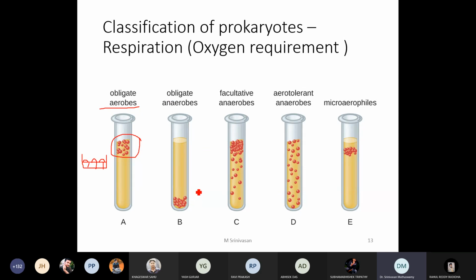The next category is obligate anaerobes. That means they strictly do not require oxygen for growth, and that's why they always settle down to the bottom of the liquid media. If you grow them in a liquid media, they will settle down only in the bottom, because there will be no oxygen present there. So they prefer to settle down in the bottom of the liquid media when you grow them in a test tube. This is called obligate anaerobes. Obligate aerobes require a maximum amount of oxygen, whereas obligate anaerobes don't require any amount of oxygen in the media.